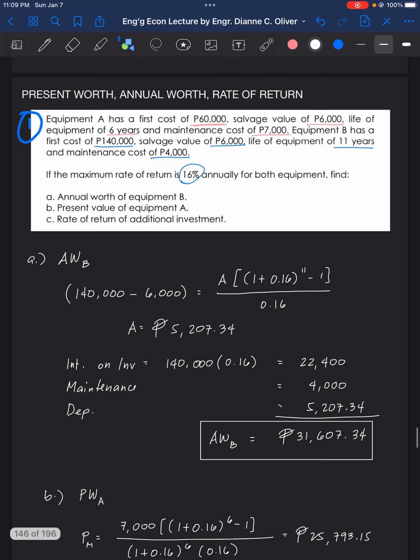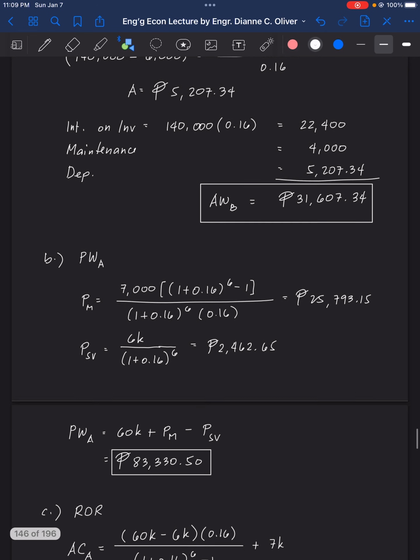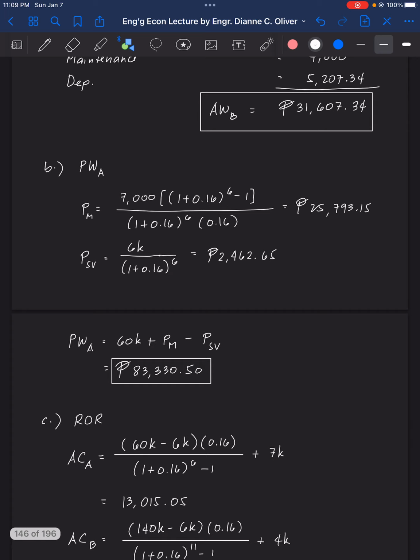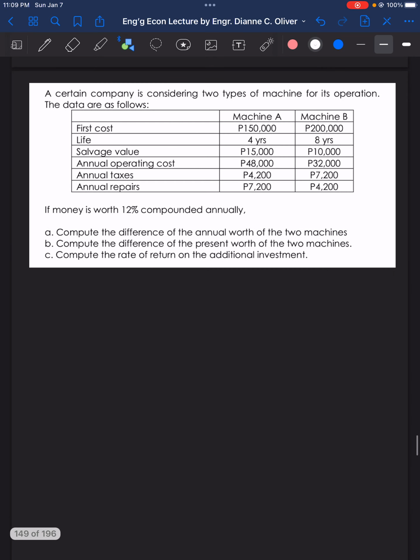So that is example number 1. Now let's go to example number 2.